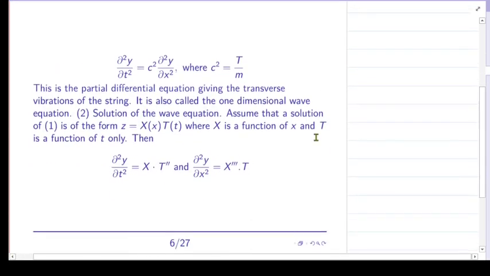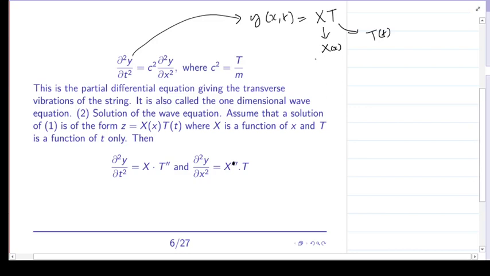Now we can first of all find the solution of the one-dimensional wave equation. For this we use the method of separation of variables. Since y is the dependent variable, and x and t are independent variables, y of x, t will be the solution. Suppose y is equal to capital X times capital T, where X is only a function of x and T is only a function of small t.